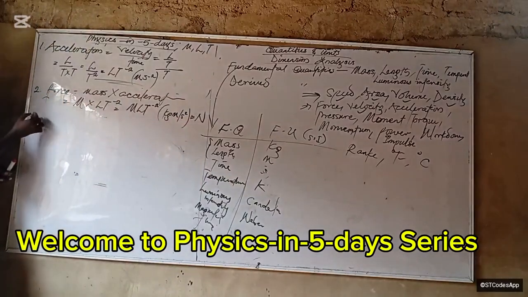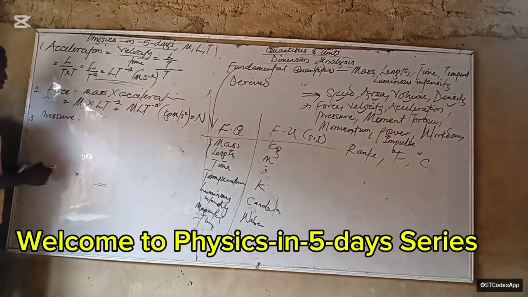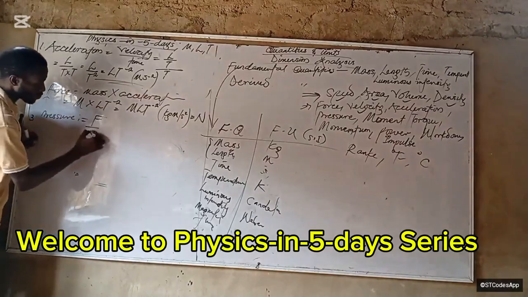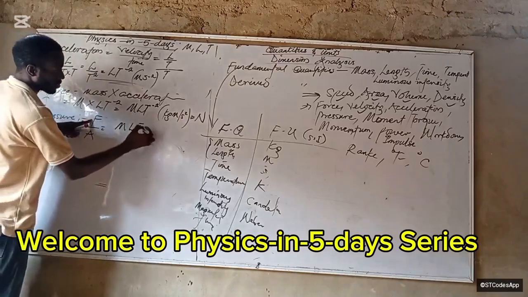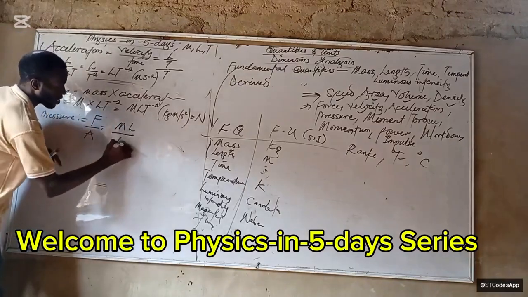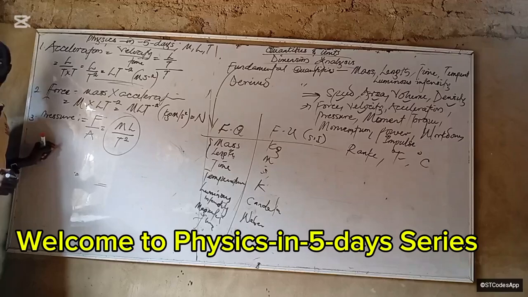Anyways, the next one is number 3, which is pressure. Okay, so what's the formula for pressure? Force over area. What is the formula for force? M L T raised to the power minus 2. We can write this as ML over T squared, right? This force here. Is this clear?